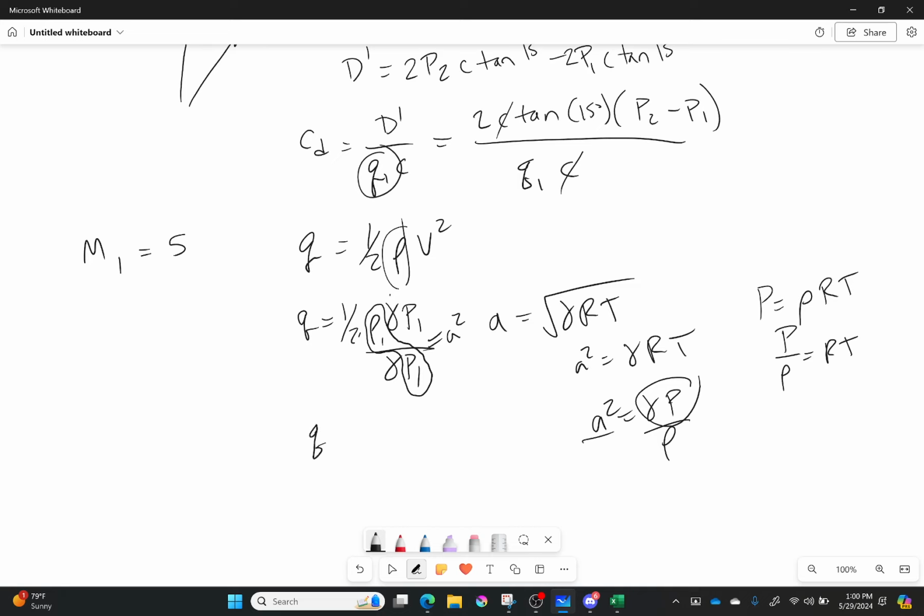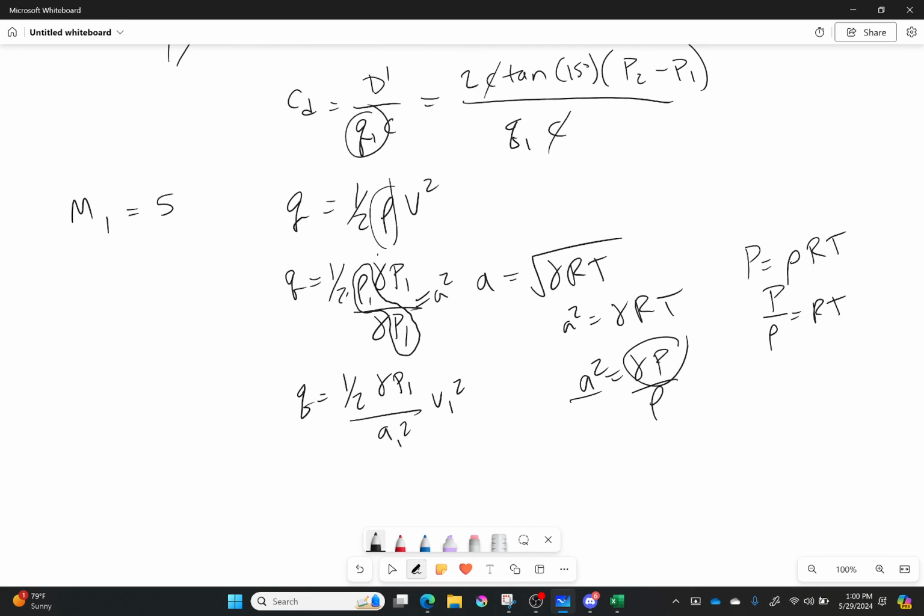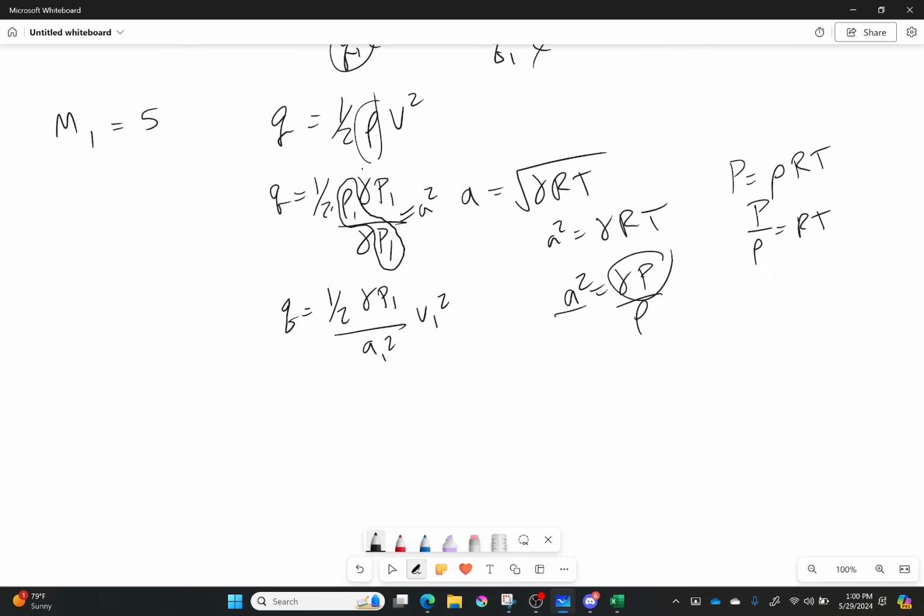So I get that Q is equal to 1/2 gamma P1 over A1 squared times V1 squared. Okay. Now, what do I call a velocity divided by the speed of sound? Mach number. That's my Mach number. So that means that this is simply equal to my Mach number squared. So Q is equal to 1/2 gamma P1 times my Mach number squared.